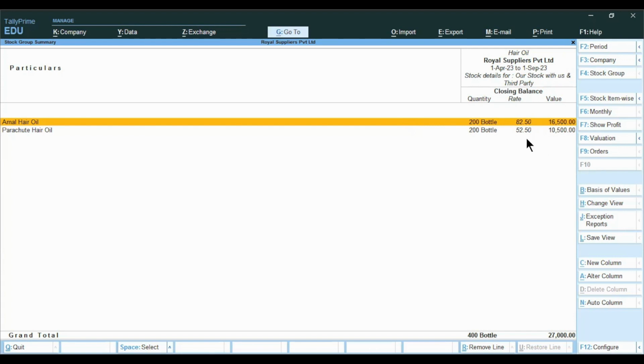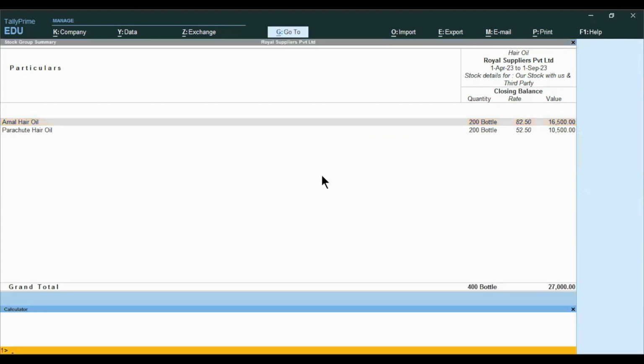And on this, suppose we want 30% as a profit. So what we will do, we will calculate. How to open the calculator in the Tally screen? Just press Ctrl+N. Here we get the calculator. Suppose I would like to sell the amla hair oil bottle and would like to enjoy a 30% price hike, you can say profit, on this bottle.